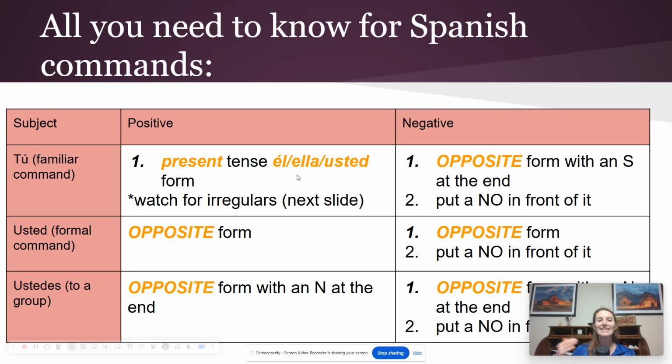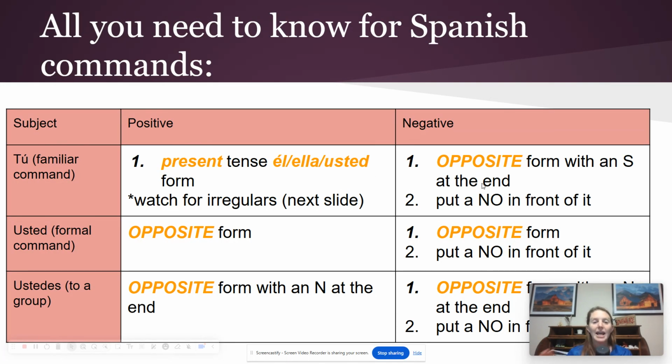Now, if you're telling a friend not to do something, we go back to using the opposite form with the S at the end. So don't speak to me, I'm studying right now. No hables. Okay. Don't read that to me, I'm busy. No leas. Don't write to me, call me instead. Right? No escribas. Llama. So we will have some practice to work with all of this.